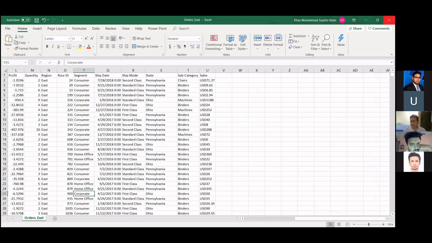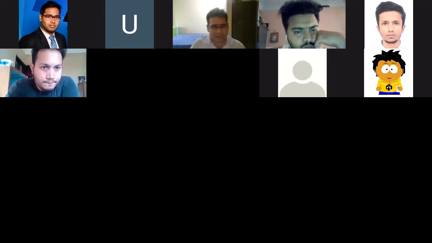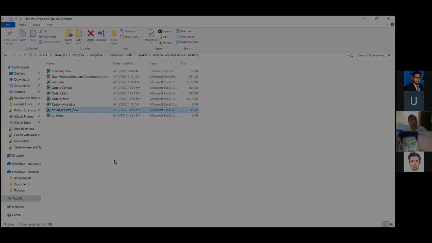So the case here is, as I was saying, we have no overall picture because we have order east, order west, order central. So three zones, and three separate order files for the three zones. Then again we have another file, which is returns and reasons, showing where returns happened and what their reasons were. So my data is sort of spread all around. So the first step we would need is to aggregate the data together, and that's where Tableau Prep comes in handy.